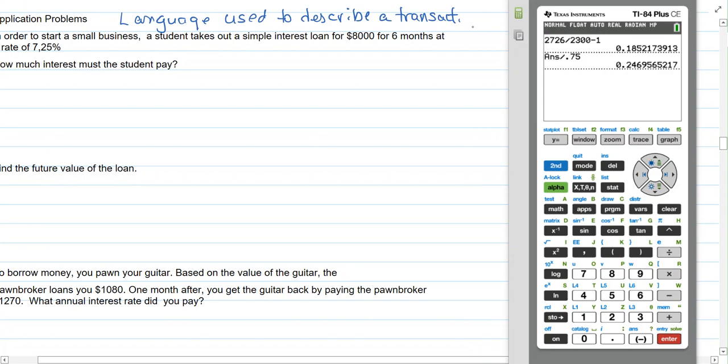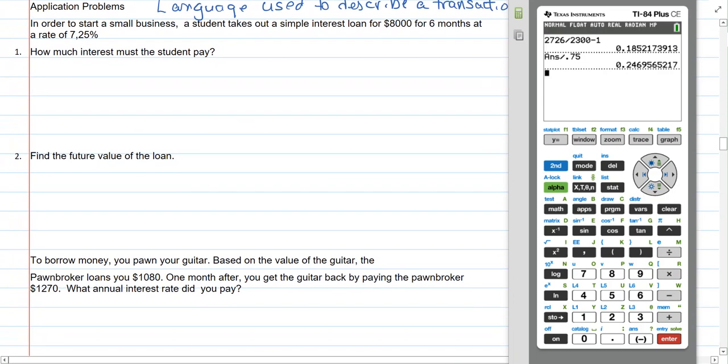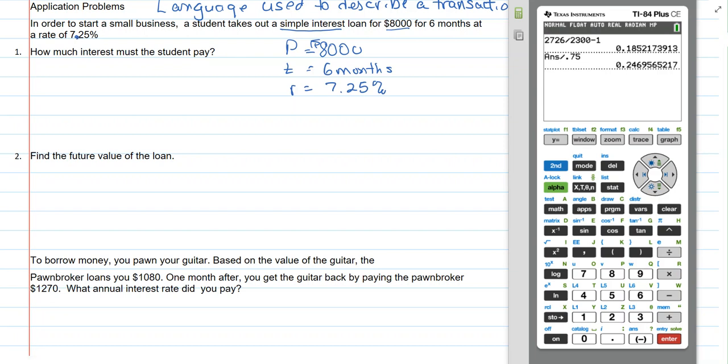All right. So here we have: in order to start a small business, a student takes out a simple interest loan for $8,000. So my base amount of principal is $8,000. For 6 months, my time is 6 months, at a rate of 7.25%. That's a tight one, I'm sorry. Okay, so how much interest must the student pay?